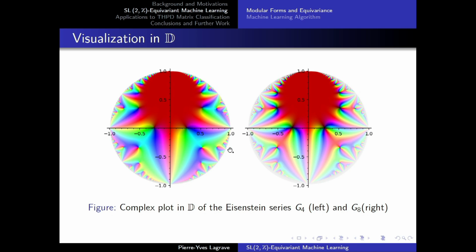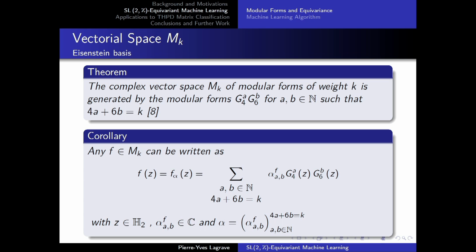And here you have the same element, but plotted in the Poincaré disk, just to show that we can really switch from one representation to the other. Okay. So now that we know what modular forms are, we can consider the space of modular forms. This space, we denote it M_k. This is a complex vector space of finite dimension, and we know a basis for it.